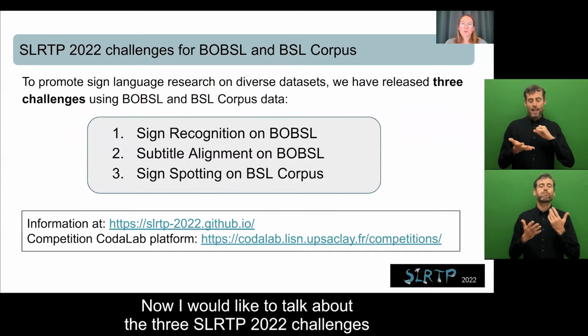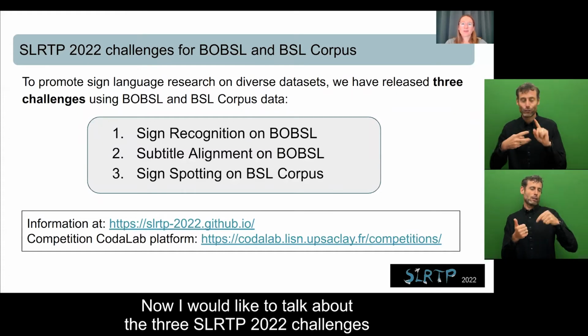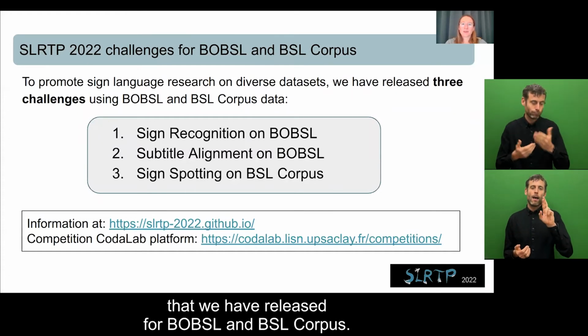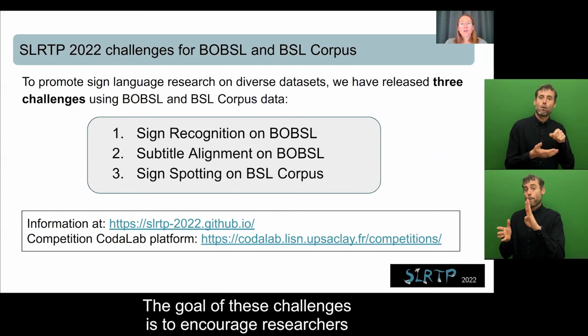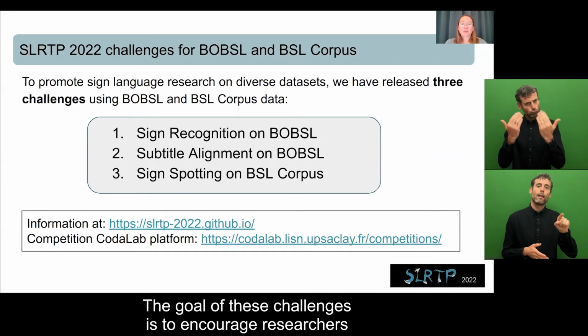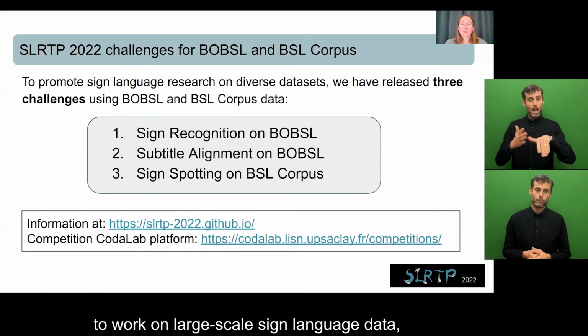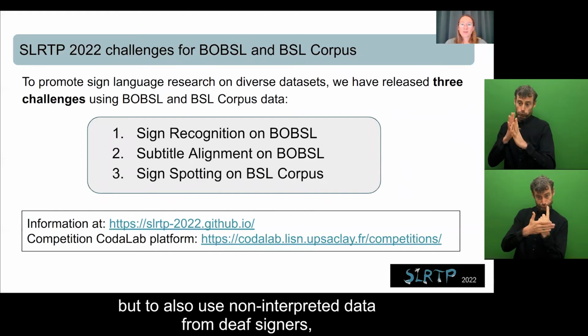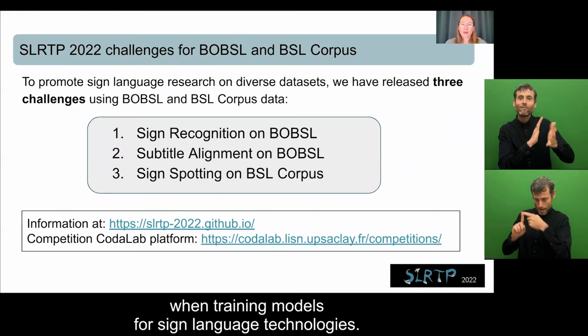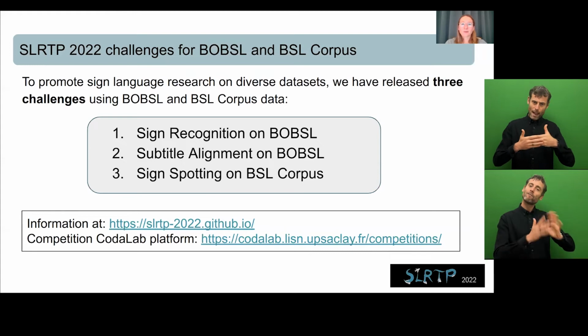Now I would like to talk about the 3 SLRTP 2022 challenges that we've released for BobSL and BSL corpus. The goal of these challenges is to encourage researchers to work on large-scale sign language data, but to also use non-interpreted data from deaf signers when training models for sign language technologies.